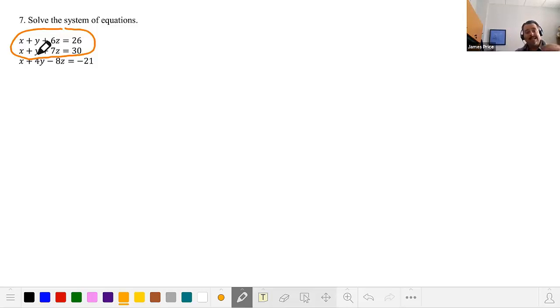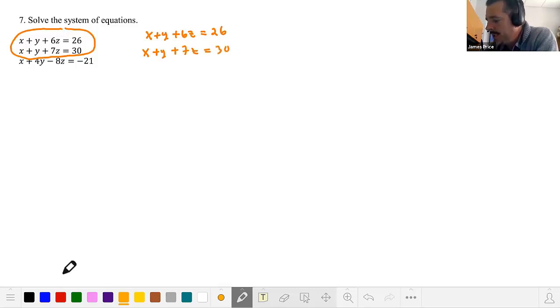And so what that means is I can take advantage of that, in some sense, symmetry to simplify my solution. So what I'll do, if I want to solve this really quick, is I'll just subtract these two equations. So I'll take x plus y plus 6z, I'm sorry, equal to 26. And I'm going to take off x plus y plus 7z equal to 30. So I'm basically just going to subtract these two equations simultaneously.